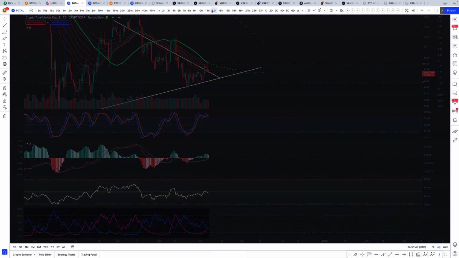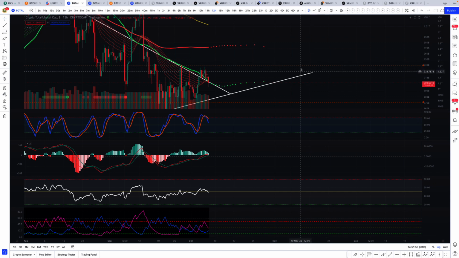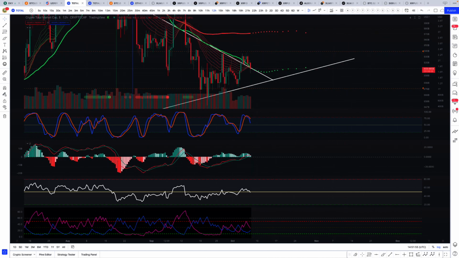If we go to the 12-hour, we can see that we were holding as support, and then this morning's candle, we kind of broke down below it, but this has 9 hours left till it closes, so we can have the body come back up here and close bullish.